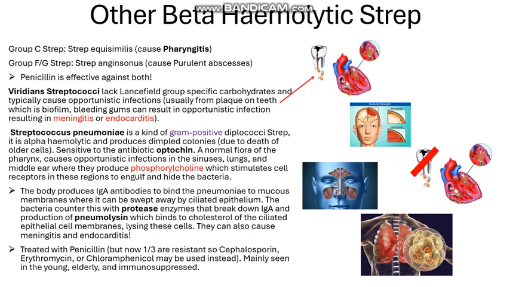So the body produces immunoglobulin A antibodies to bind to the pneumoniae to mucous membranes, where it can be swept away by ciliated epithelium. The bacteria counter this with protease enzymes that break down the immunoglobulin A and production of pneumolysin, which binds to cholesterol of the ciliated epithelial cells, lysing these cells. It can also produce meningitis and endocarditis. Pneumonia is treated with penicillin.